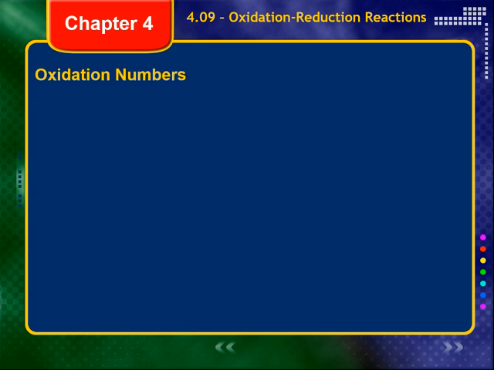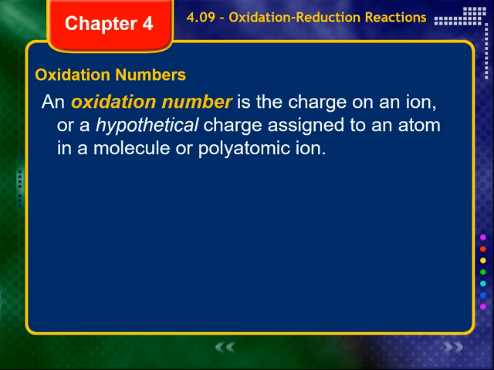Moving on to oxidation numbers. An oxidation number is the charge of an ion or a hypothetical charge assigned to an atom in a molecule or a polyatomic ion. And we say a hypothetical charge because an atom in a molecule does not have a charge. If it's in a molecule, that means it's covalently bonded. If it's covalently bonded, that means you're simply filling up the valence shell electrons. You're not forming an ion at all.